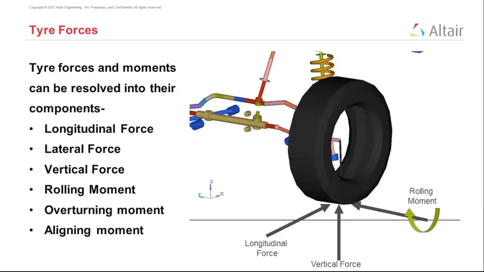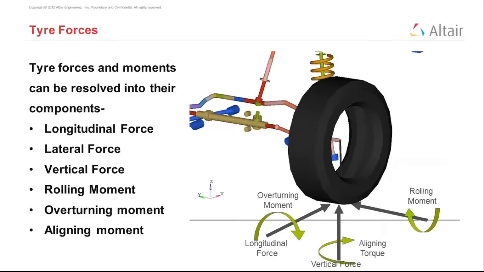We also have a rolling moment, the overturning moment, and an aligning torque, which are also important. So these are torques that act through the tire on the suspension system and determine how a tire reacts to different suspension loads.